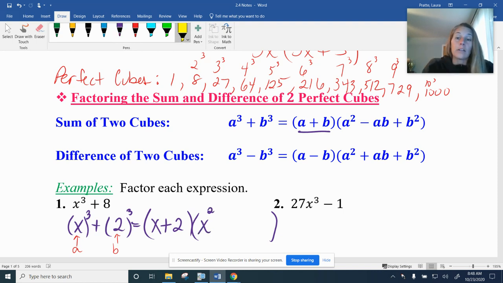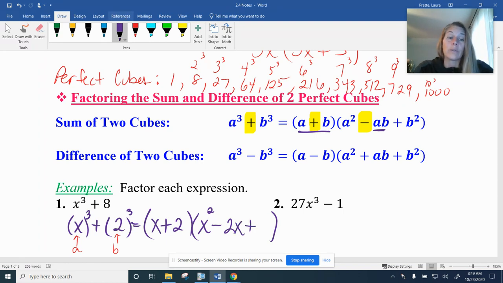The next sign here is always going to be the opposite of what the original sign was. So that would be a subtraction sign here. Then the middle term, you multiply the a and the b together. You multiply those two roots, so 2 times x would be 2x. And then your last term, which will always be positive, you take your b value, or that second root, and you square it. So 2 squared would be 4. And that would be what our sum of two cubes factorization looks like.